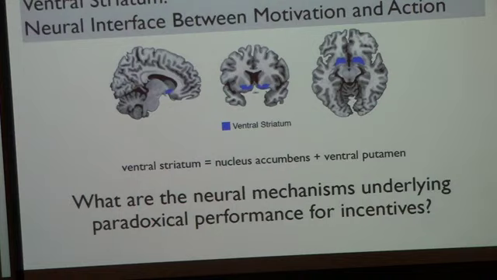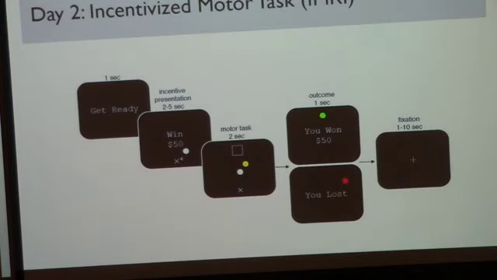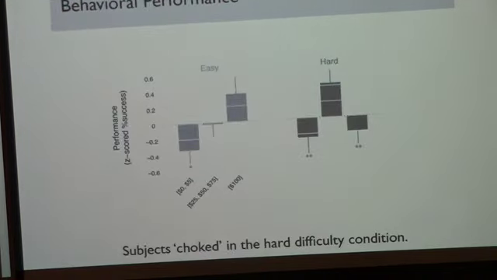What he did is a simple experiment. During this experiment, you give the subject a certain incentive, a reward: if you do this task, I will give you $50. And then you will be presented with the motor task. After the motor task, you will be presented with the result, whether you win something or you lose. For this one, there is no punishment. And then we look at the behavioral performance.